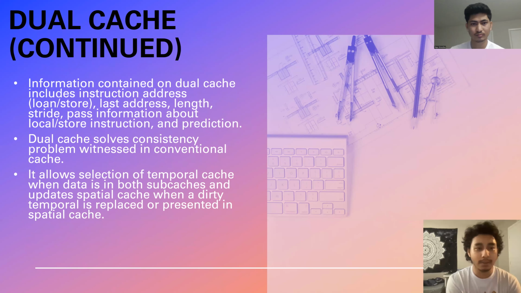Information contained in the dual cache includes instruction address, last address, length, and stride, as information about loaded or stored instructions and predictions. Dual cache solves consistency problems witnessed in conventional cache. It allows selection of temporal cache when data is in both subcaches, and updates the spatial cache when a dirty temporal line is replaced that is present in the spatial cache.